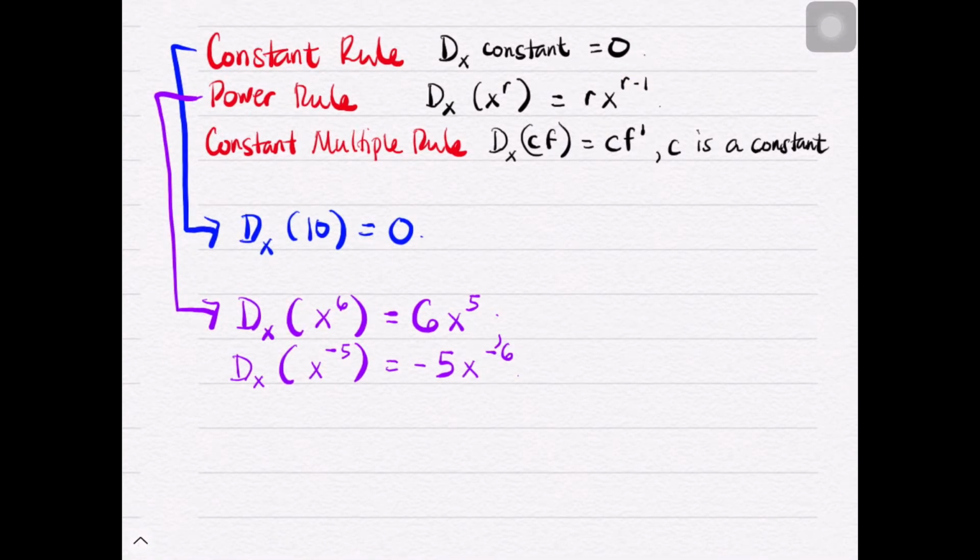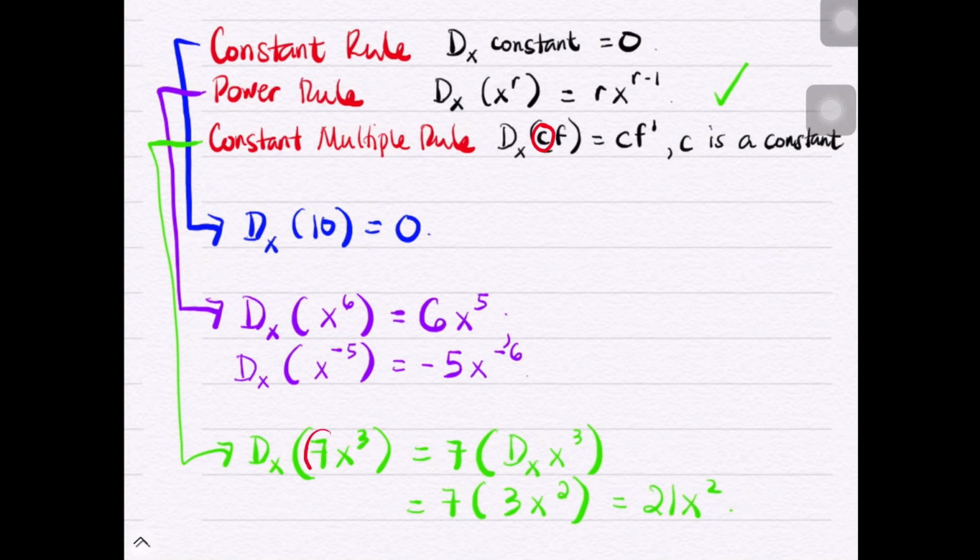As for constant multiple rule, if we have a constant that is being multiplied to a given function, say 7x cubed, its derivative will now be 7 times the derivative of the x cubed. And applying power rule to that x cubed, we have 7 times 3x to the power of 3 minus 1, which is 2.